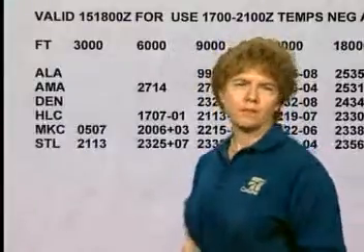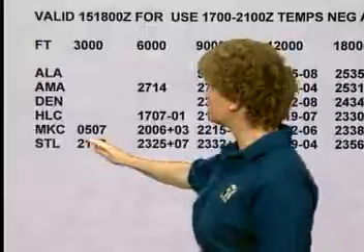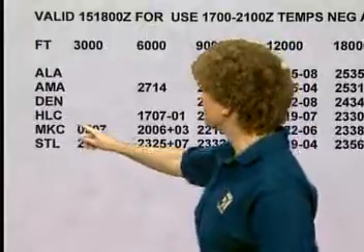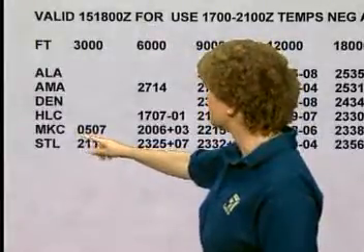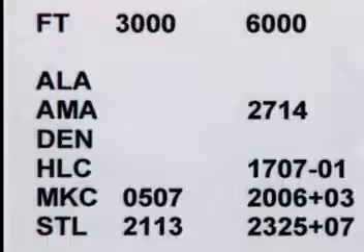Now take a look at the winds and temperatures aloft at MKC at 3,000 feet. Here the wind direction is from 05, meaning 050 degrees, and the wind speed is 7 knots. But notice there's no temperature. Temperatures are not given for the 3,000 foot level or for levels within 2,500 feet of the station elevation.